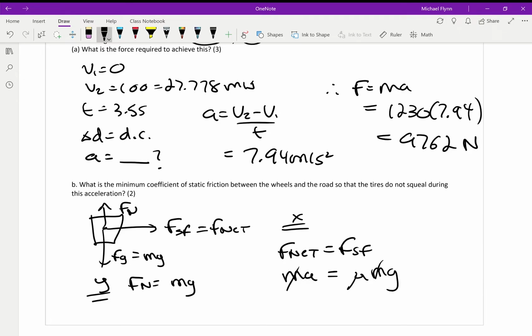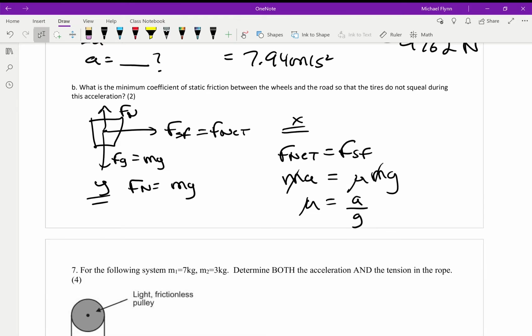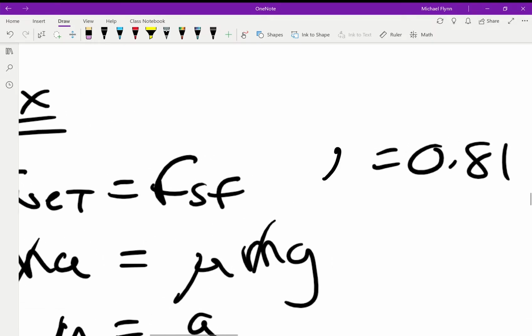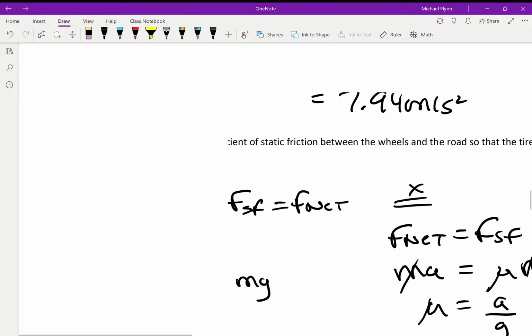mg. We can see that we actually don't need the mass of the car. We're just going to say mu equals A over G, which is 7.94 divided by 9.8. And I get 0.81. So that's equal to 0.81. No units because it's a coefficient. So mu, I'm sorry, my mu looks terrible. Mu S. Okay. And there you have it.